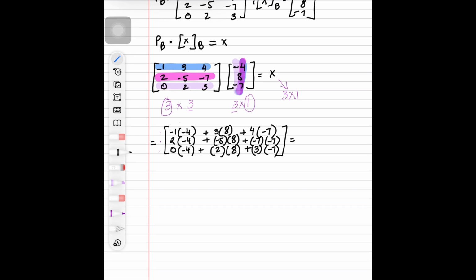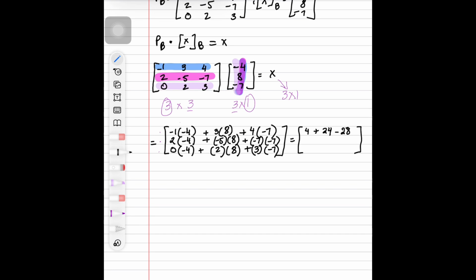Let's do the multiplication now. So -1 times -4 is just 4, plus 8 threes are 24, plus 4 sevens are 28. My bad. Let me just double check. So 8 threes are 24. 4 sevens are 28, but it's supposed to be a negative, since it's 4 times negative 7 is negative 28.